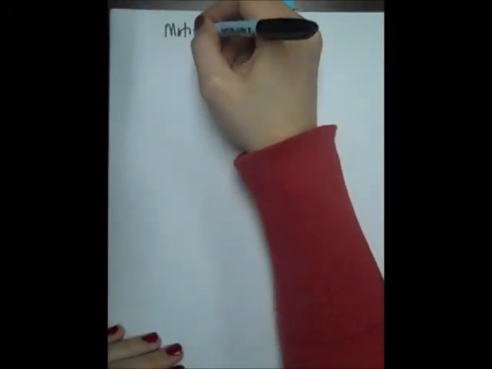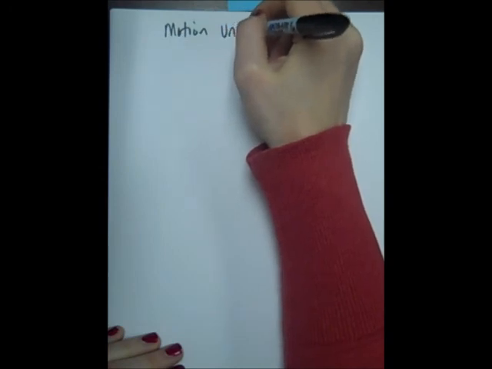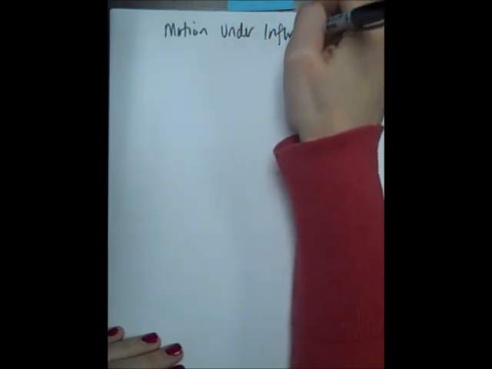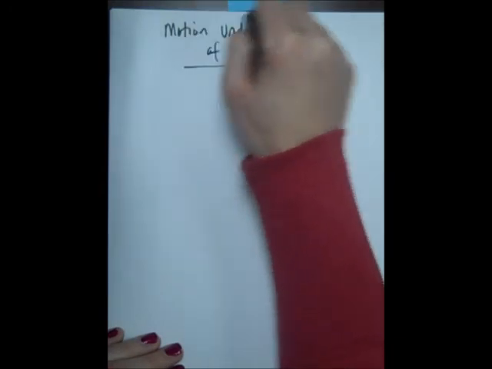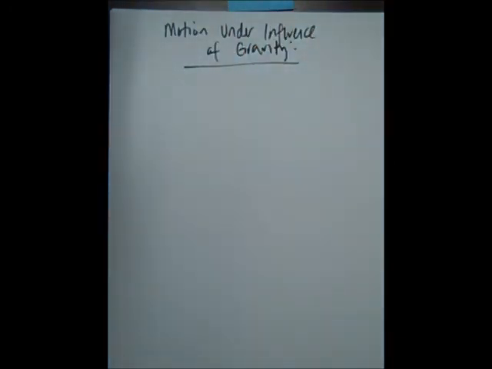Okay, so the last part of this section is called motion under influence of gravity, which is good because that's exactly what is happening in the real world. So the equation that we're going to use is a formula from Galileo.